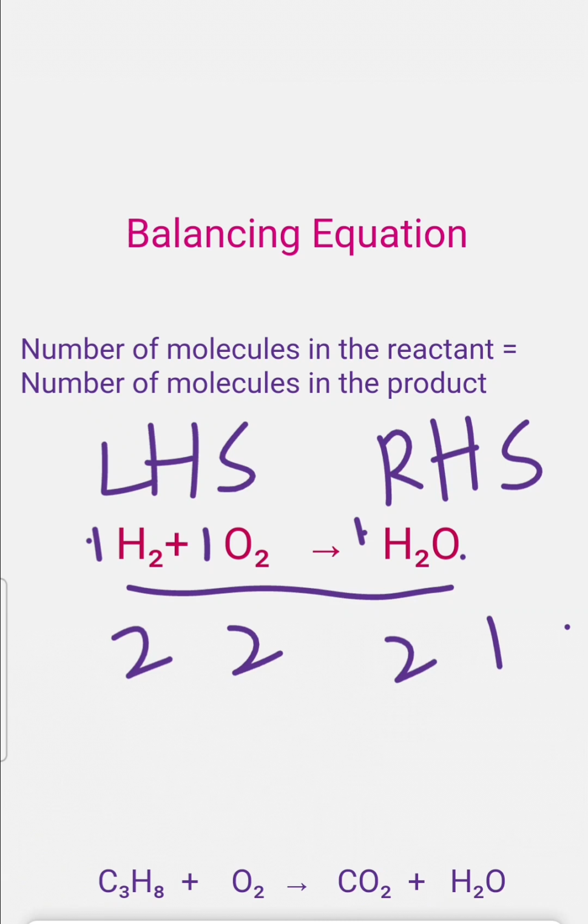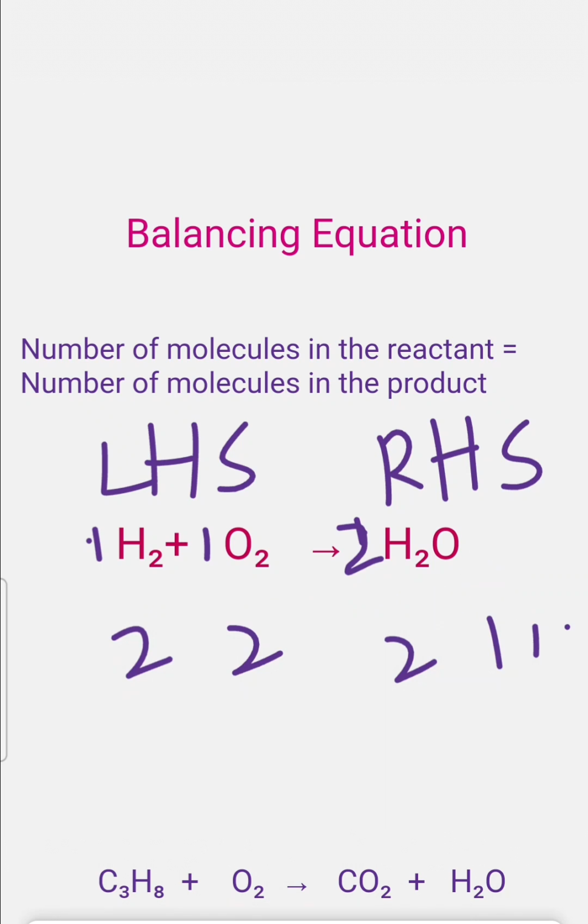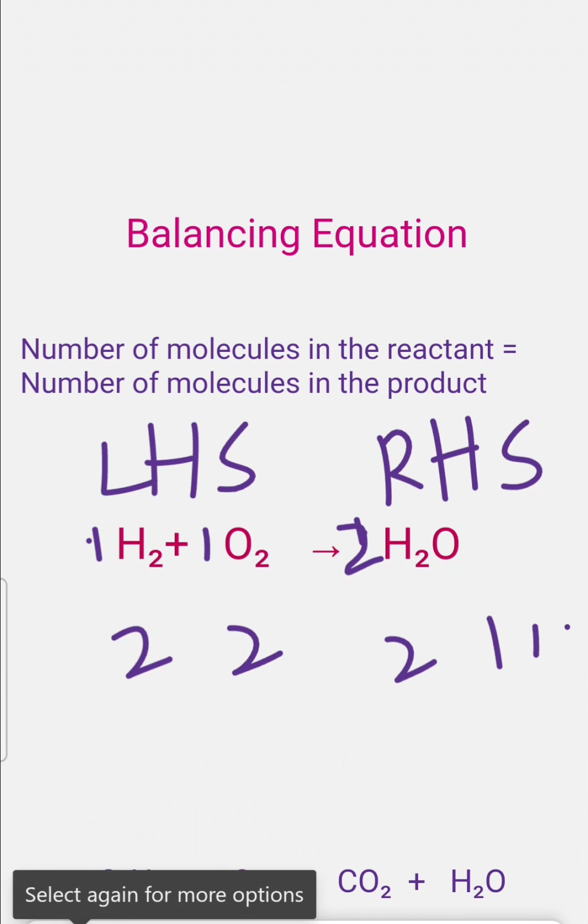So what is unbalanced here? One atom of oxygen at the RHS. So what do we have to do? We have to balance 1 into 2. If you put 2 here, the formula will be changed. We cannot put 2 at the downside of the atom. We can put 2 at the coefficient side. So student, if you put 2 at the coefficient side, the oxygen is balanced.